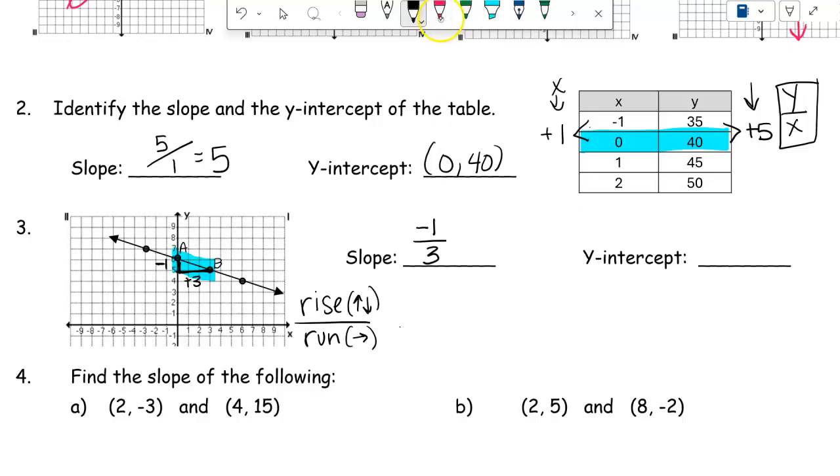Your y-intercept is where the line crosses the y-axis. So at this one, we actually used that point in our slope, and that's point A. See how the point is on the y-axis. So that point is located at (0, 6). Again, putting your 0 in the ordered pair.